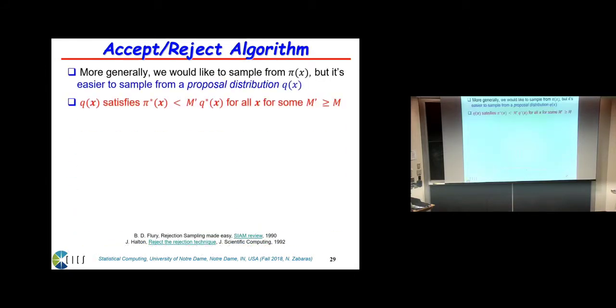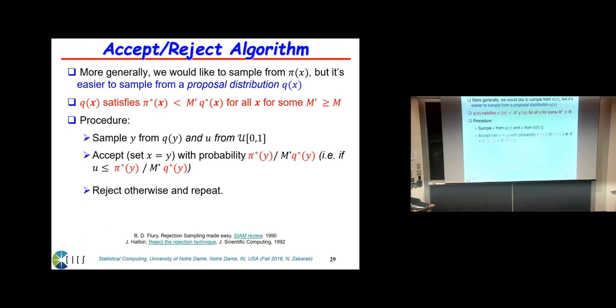All right, the algorithm looks like that. Literally, it's a very simple algorithm, 3 lines. What we do is sample Y from Q of Y, and we also sample U from the uniform distribution from 0 to 1, and we accept Y with this probability, which effectively means if U is less than that. That's how you implement this, and that's why you need U from the uniform distribution. If U is less than that, you accept Y, otherwise you reject and you repeat.